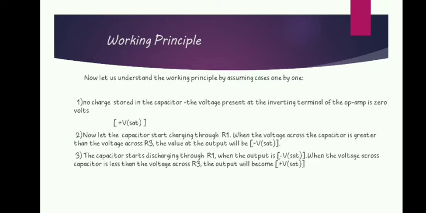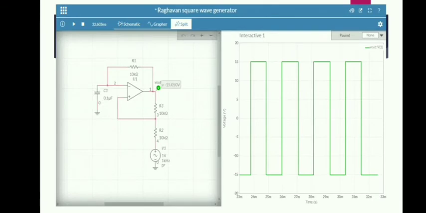Now moving on to the third case. The value of the output will become plus Vsat from minus Vsat when the voltage across the capacitor is just less than the voltage across resistor R3. The output of the square wave generator will have one of the two values, either plus Vsat or minus Vsat. Only these two values will be the output of the square wave generator. The output will remain at one value for some duration and then will transition to the another value and will remain there for some duration. In this way it will continue and repeat itself.